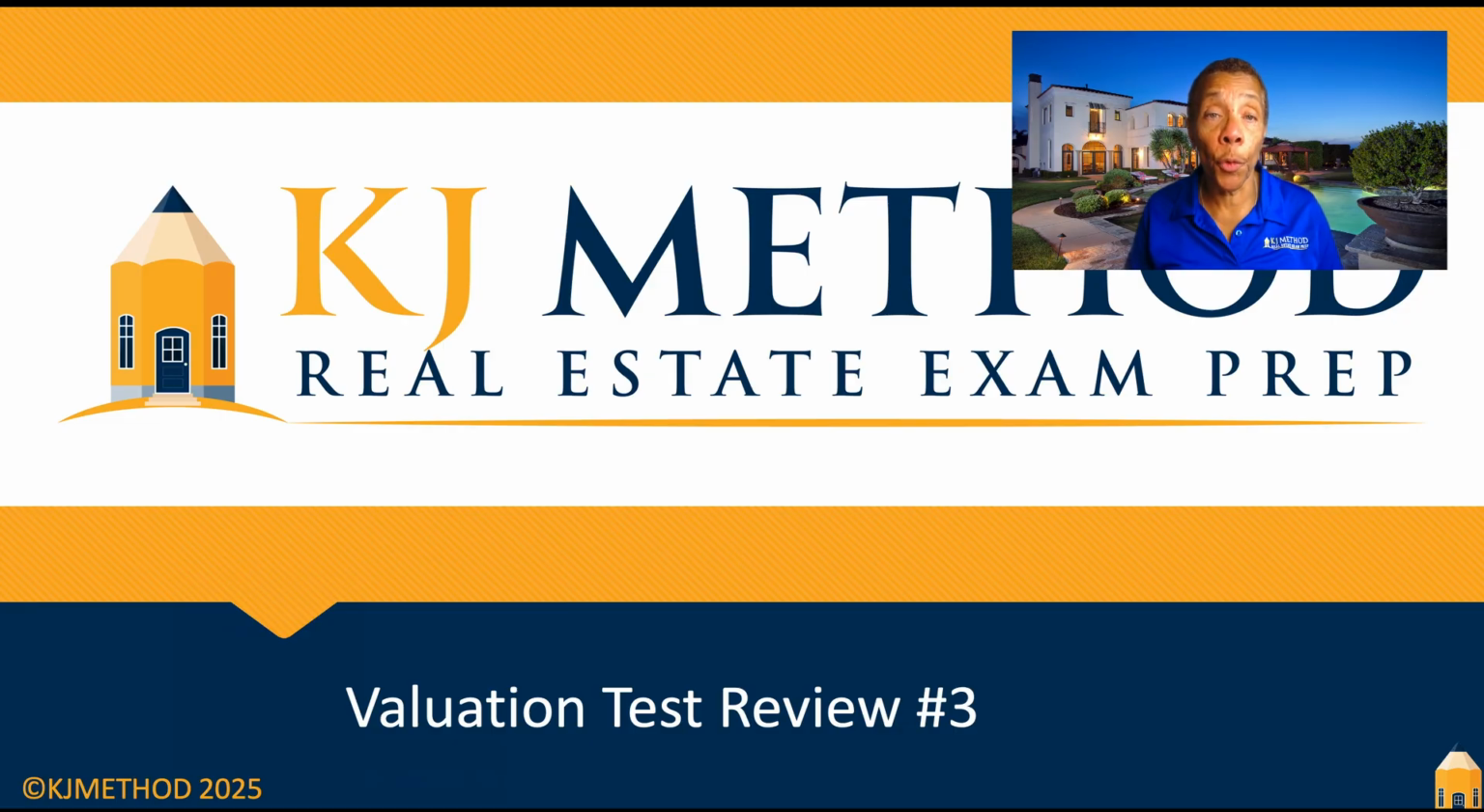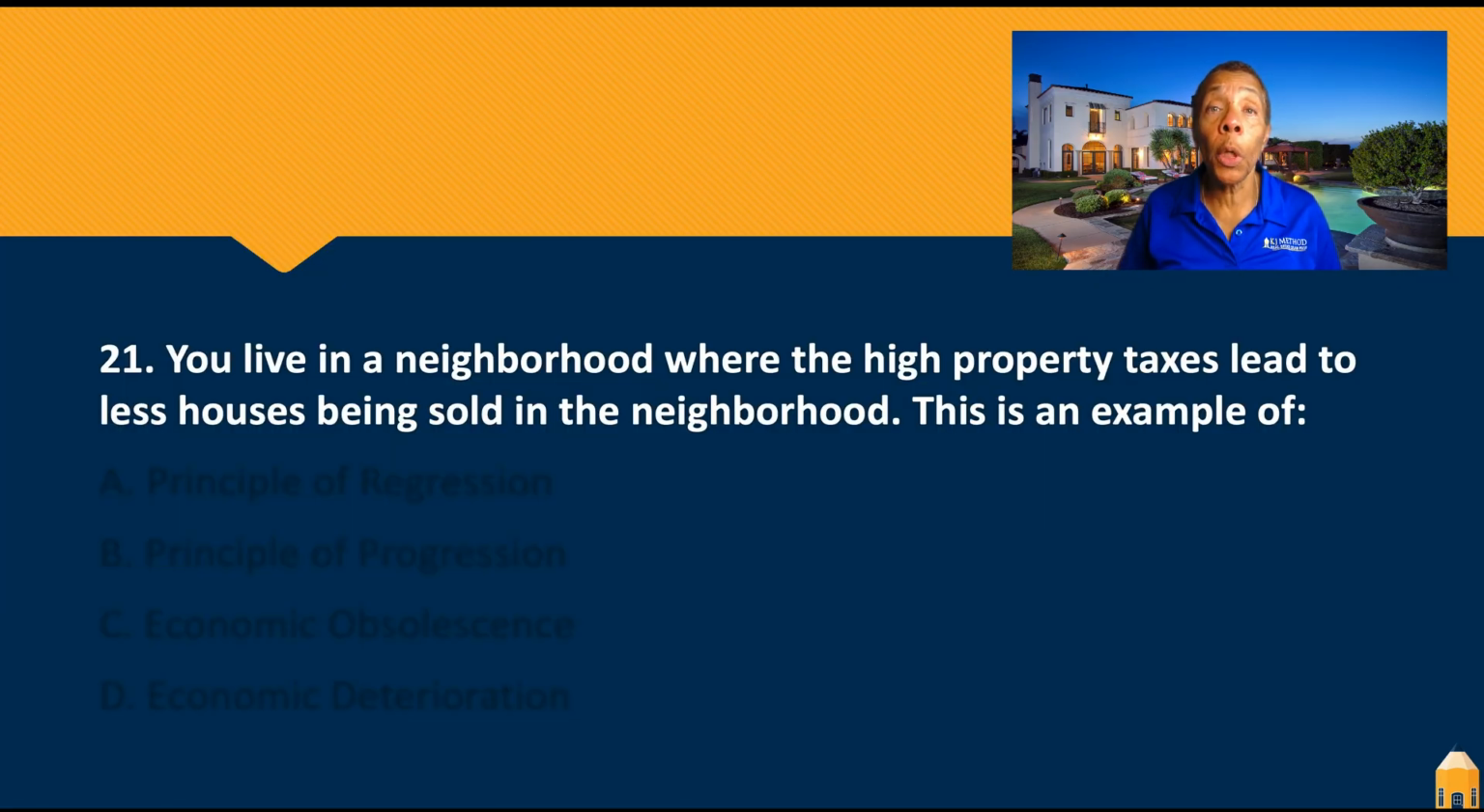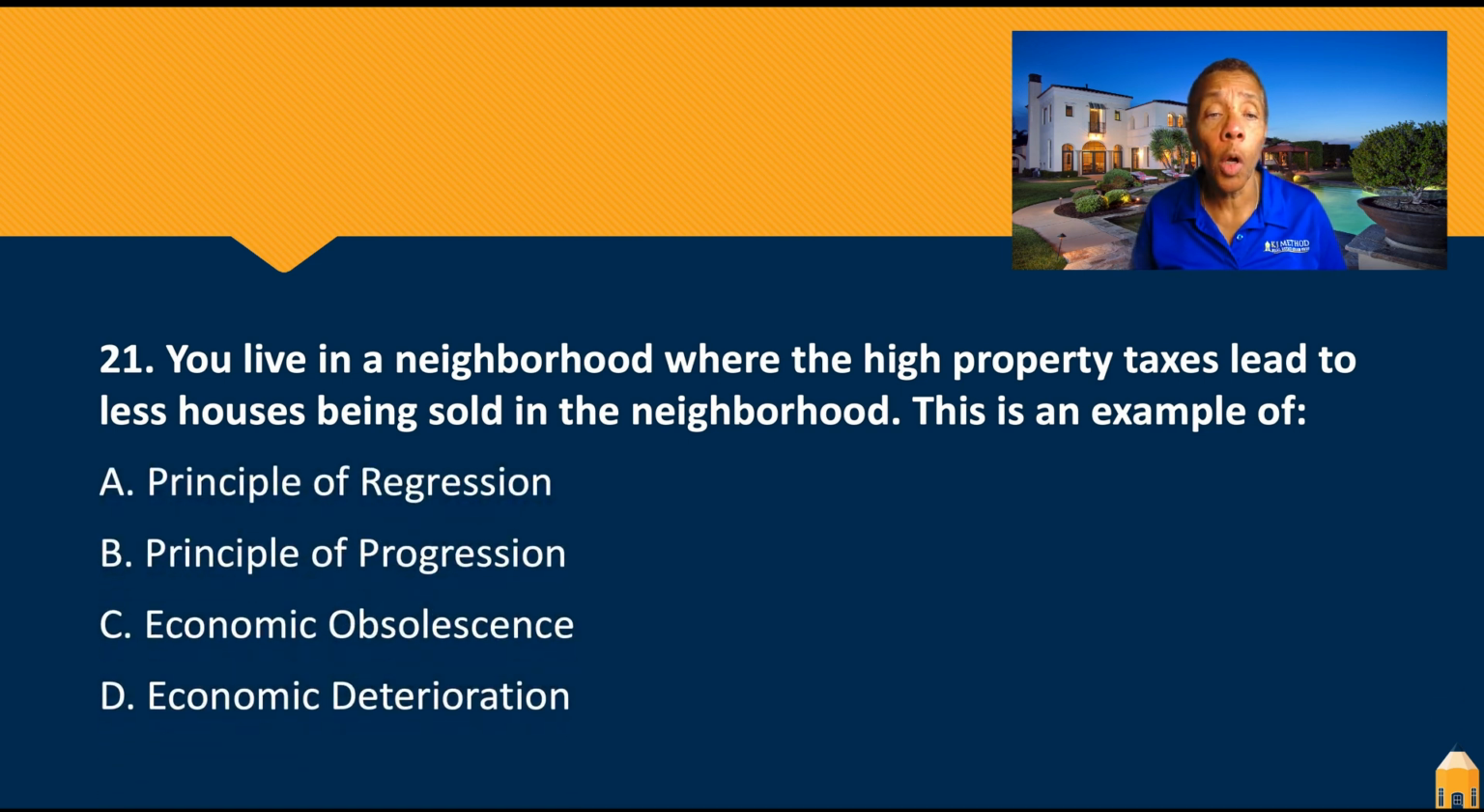Without further ado, let's get started with number 3. 21. You live in a neighborhood where the high property taxes lead to fewer houses being sold in that neighborhood. This is an example of, we had something like this before, is that regression, progression, economic obsolescence, or economic deterioration? The houses can't be sold because the property taxes are so high. That would be economic obsolescence.